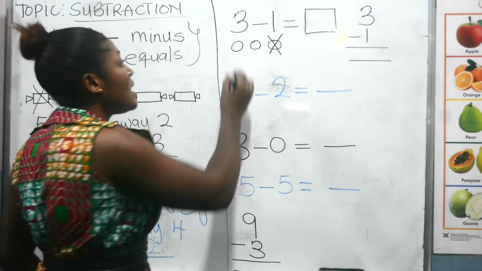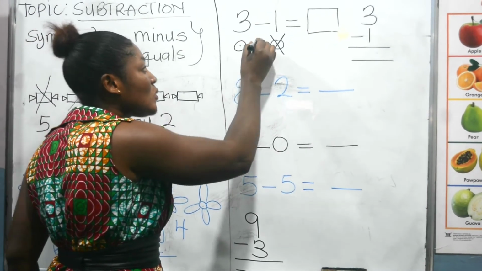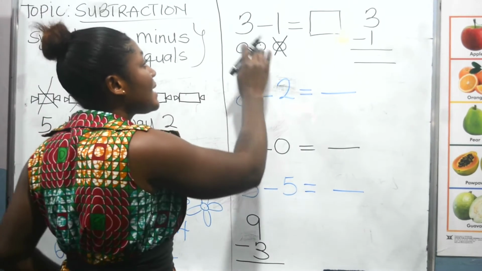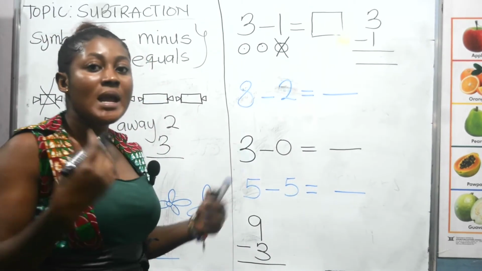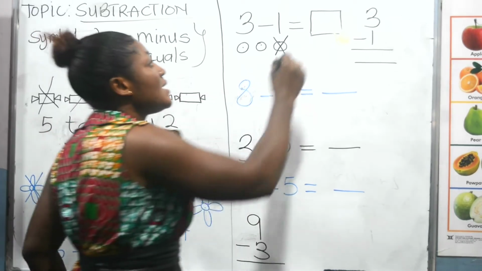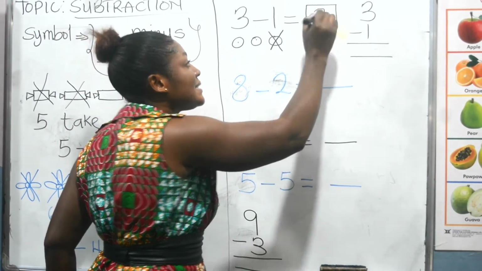Let's count it. 1 and 2. So 3 take away 1. The remaining will be 2. Then come and write your 2 nicely in the box.